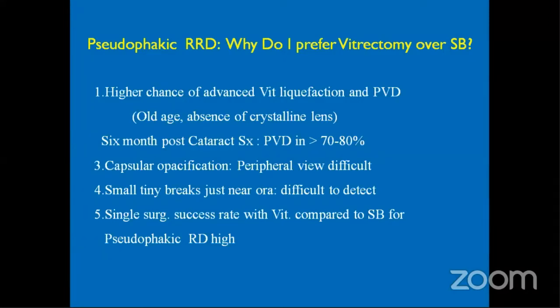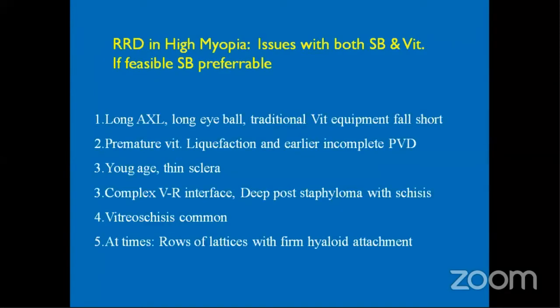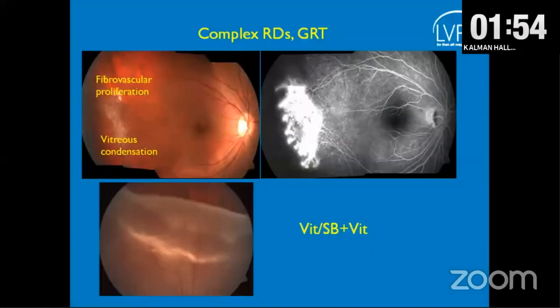Capsular opacification can hinder peripheral view. Small, tiny breaks can happen posterior to the ora serrata that can be missed with indirect ophthalmoscopy. So usually here vitrectomy is preferred over scleral buckle.